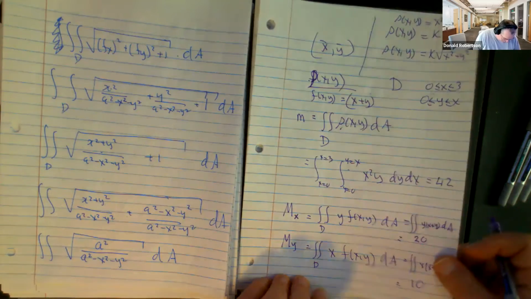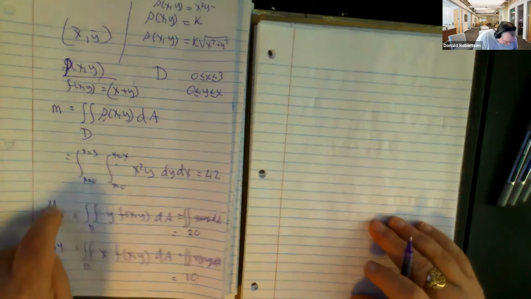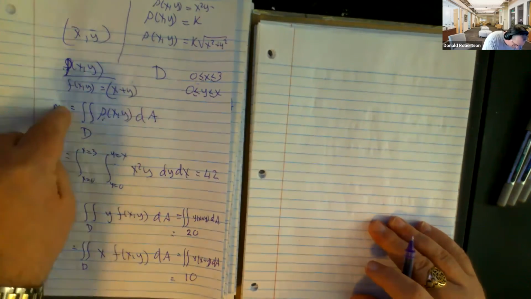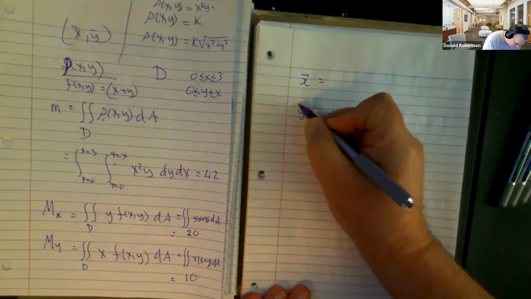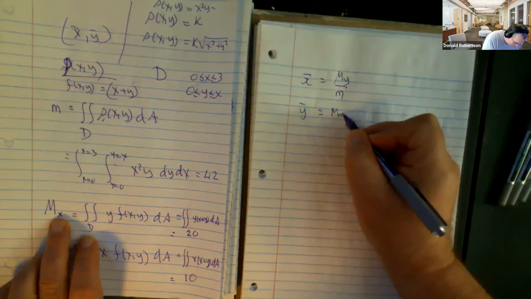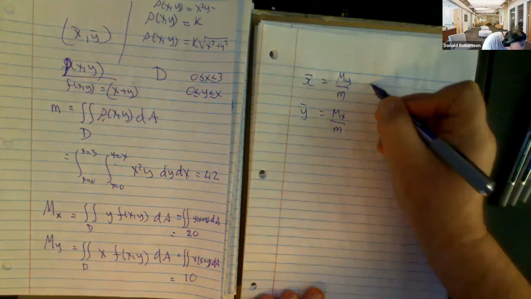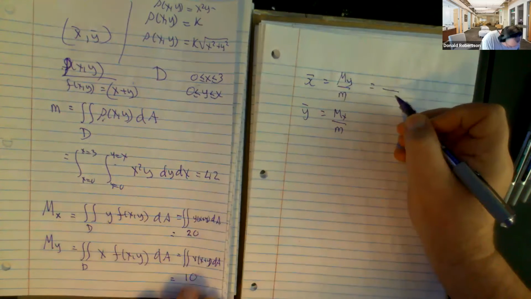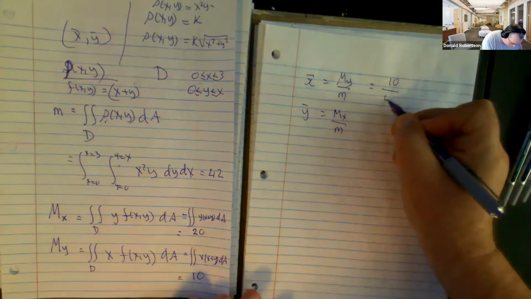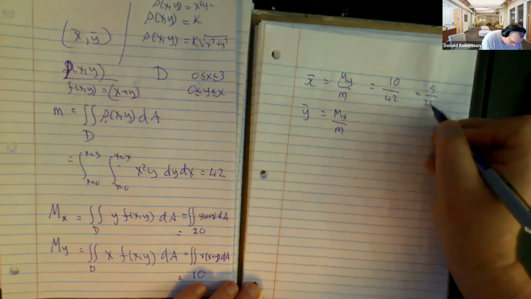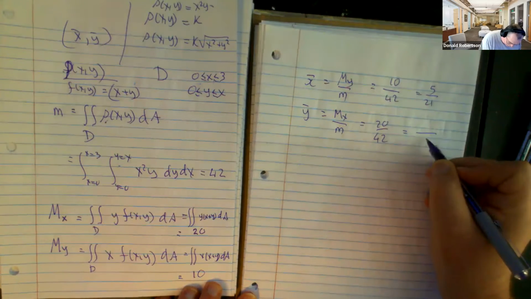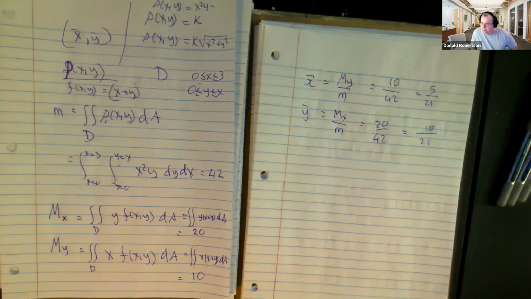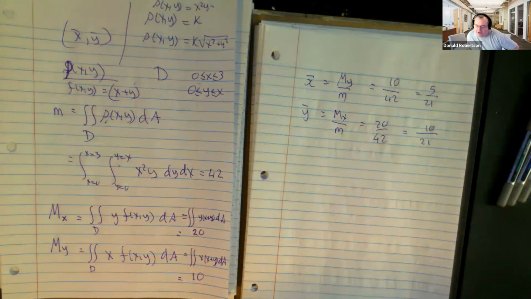Now, once you've got that guy, and the mass, you can get x bar and you can get y bar. X bar is this fella over m, and y bar is this fella over m. And so in my case, it would be 10 over 42, which is 5/21, and this one would be 20 over 42, which would be 10/21. So that would be the process.